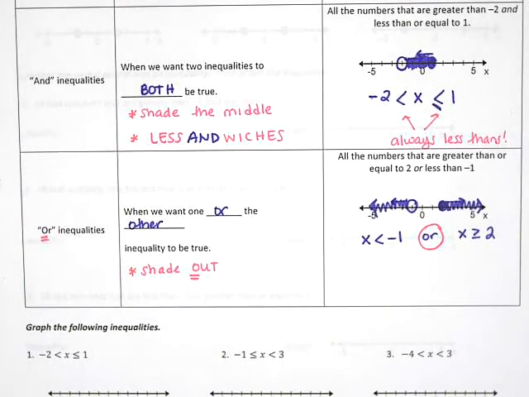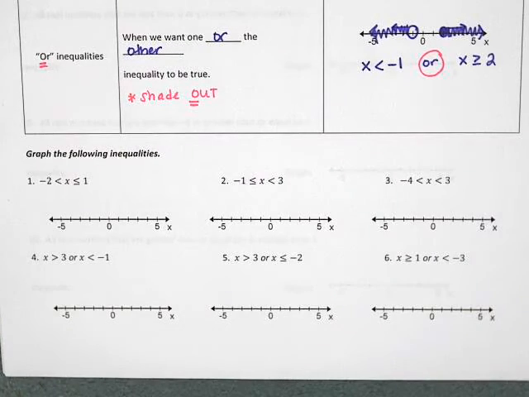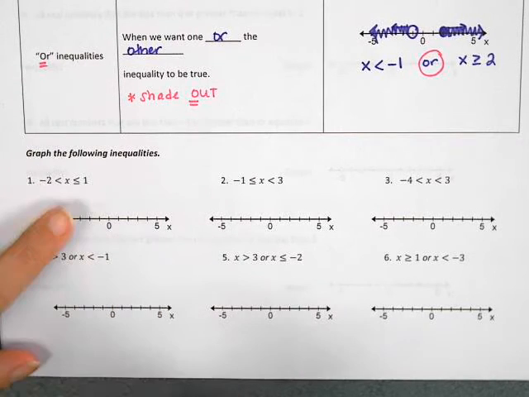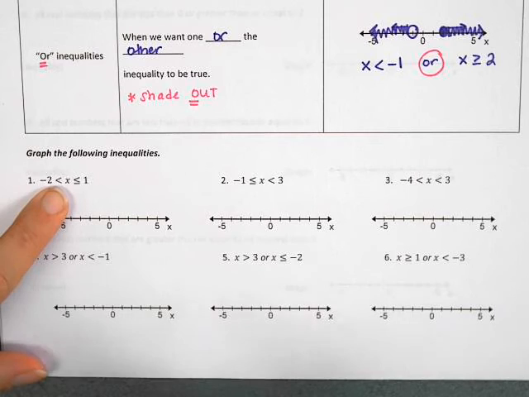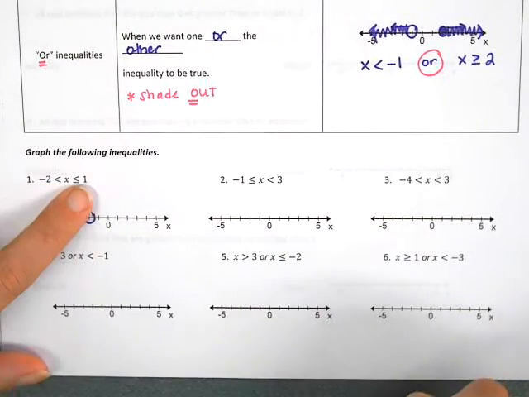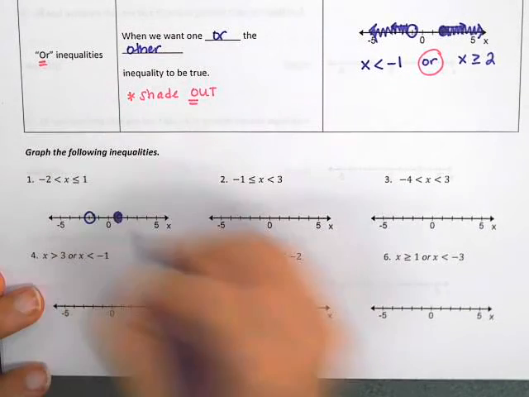So let's practice this. Let's start with, if I give you a problem, can you graph it? So in problem number 1, we've got a sandwich. I can tell because the x is in the middle and there are numbers on the sides. Because there's a less than with no equal to, I'm going to put an open circle on the -2. Because there's a less than or equal to, I'm going to put a closed circle on the +1.